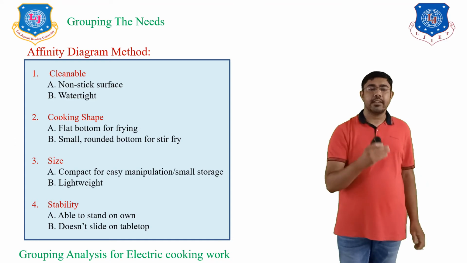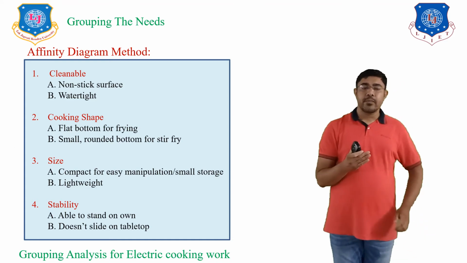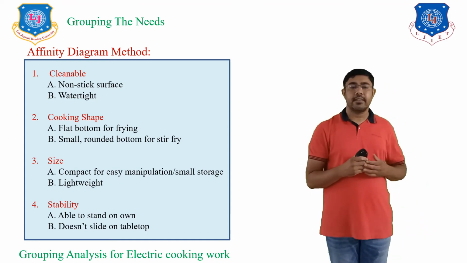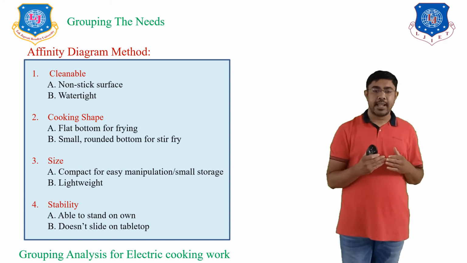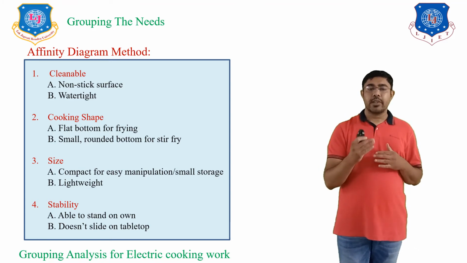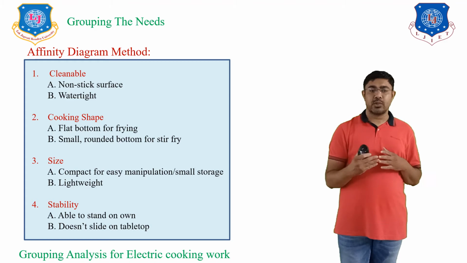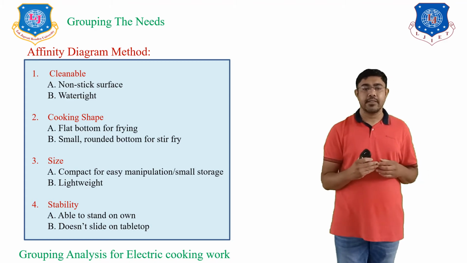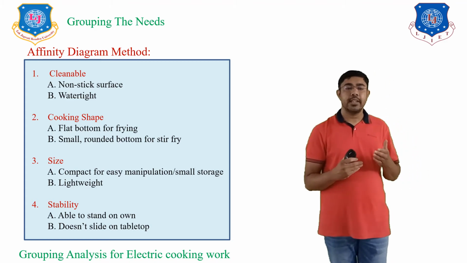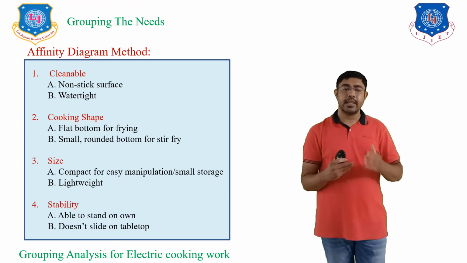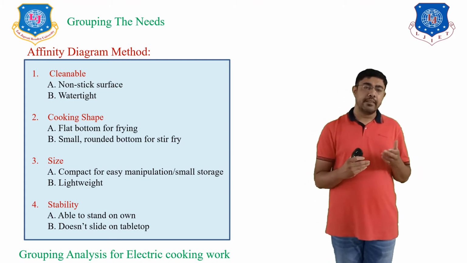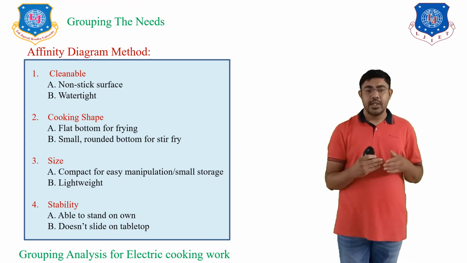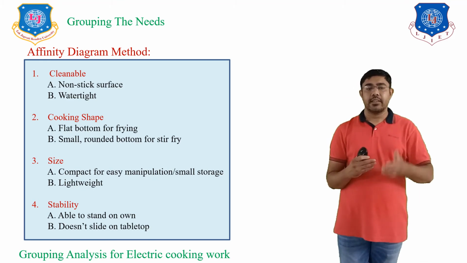The third criterion is size. There are two interpreted needs according to the size criterion: compact for easy manipulation or small storage, and second is lightweight. These two interpreted needs are similar and relevant to the third criterion, size, so you have to fix them in the third column.